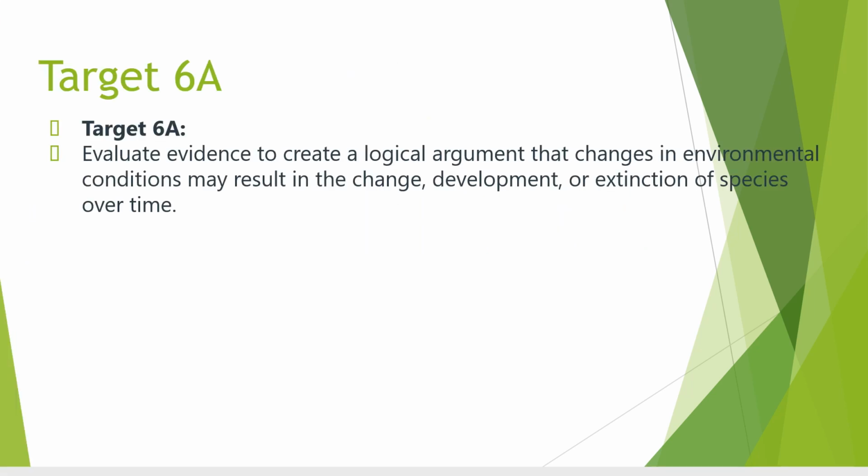So for this target, we have our learning target. This is what I want to see you be able to do by the end of this unit. It is to evaluate evidence to create a logical argument that changes in environmental conditions may result in the change, development, or extinction of a species over time. So we're going to break down what it means for a species to change, develop, and go extinct.